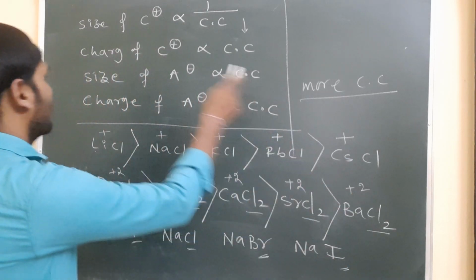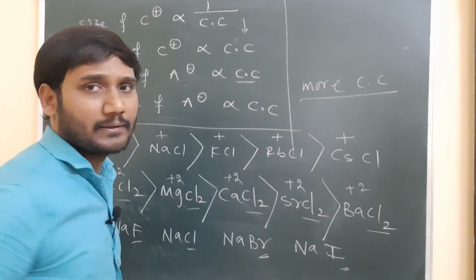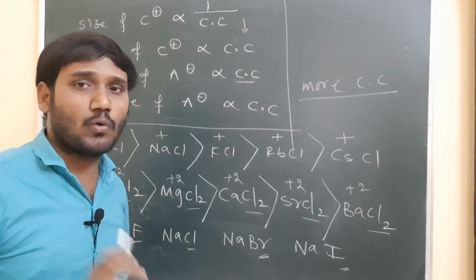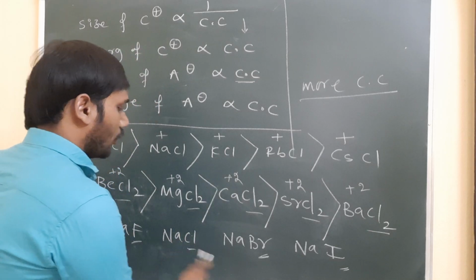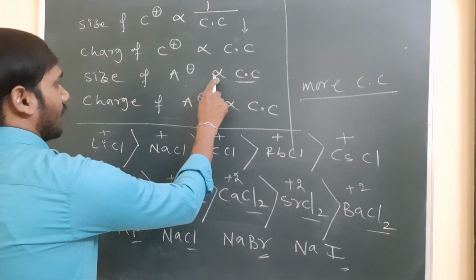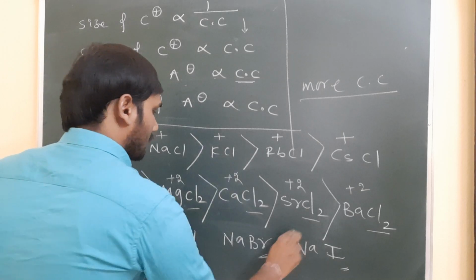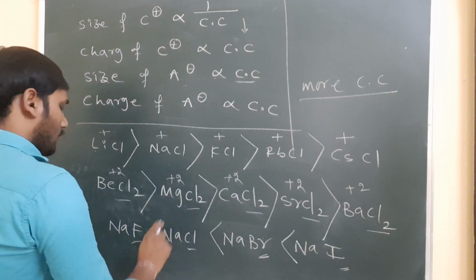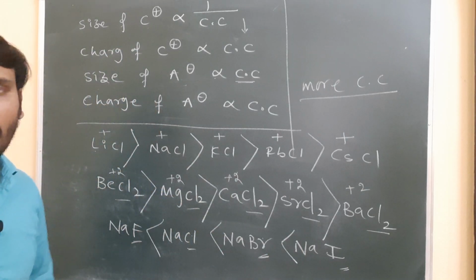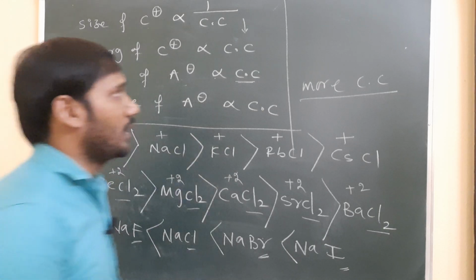So come to the anion. Size of the anion is directly proportional to covalent character. Which anion size is more? Their covalent character is more. Among fluorine, chlorine, bromine, iodine, iodine size is more. It means covalent character is more, because size of anion is directly proportional to covalent character. So which has more covalent character? Sodium iodide has more covalent character, right? So this is with respect to size. And one more example here.